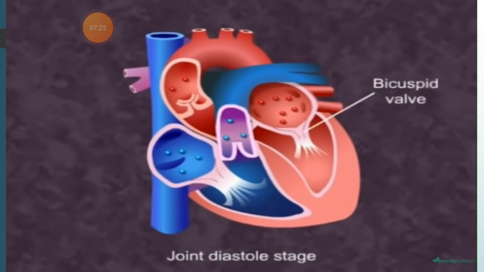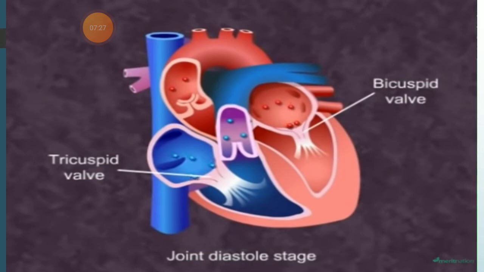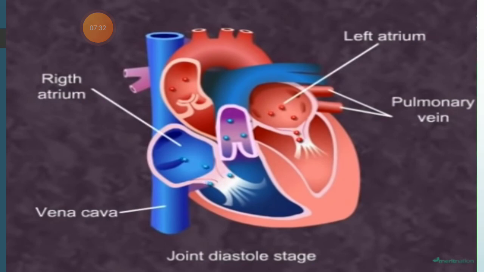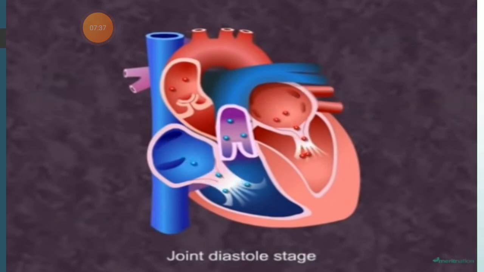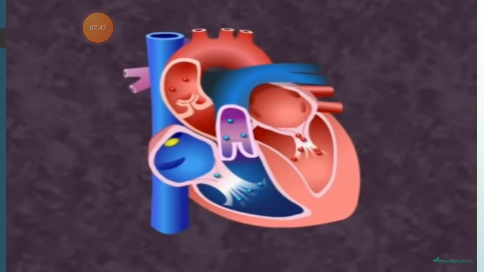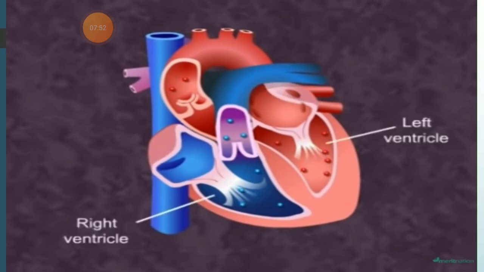The bicuspid and tricuspid valves are open. The blood is sent to the ventricles. The vena cava and pulmonary vein pour blood into the right and left atrium. The atria are filled with blood. The SA node sends a signal to the atria. The atria contract and send the blood to the ventricles. The left and right ventricles receive blood and are filled with blood.